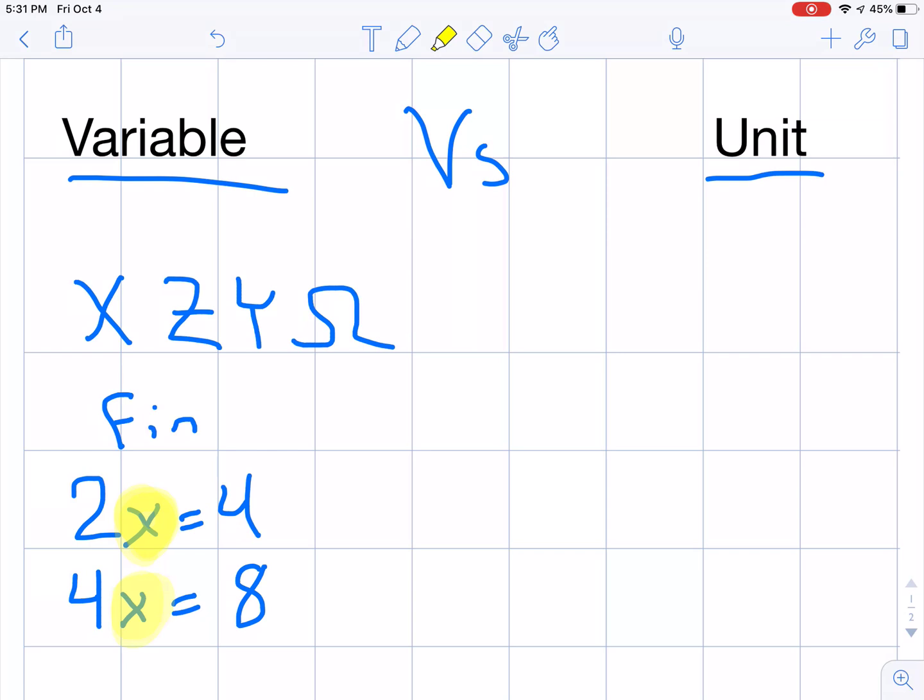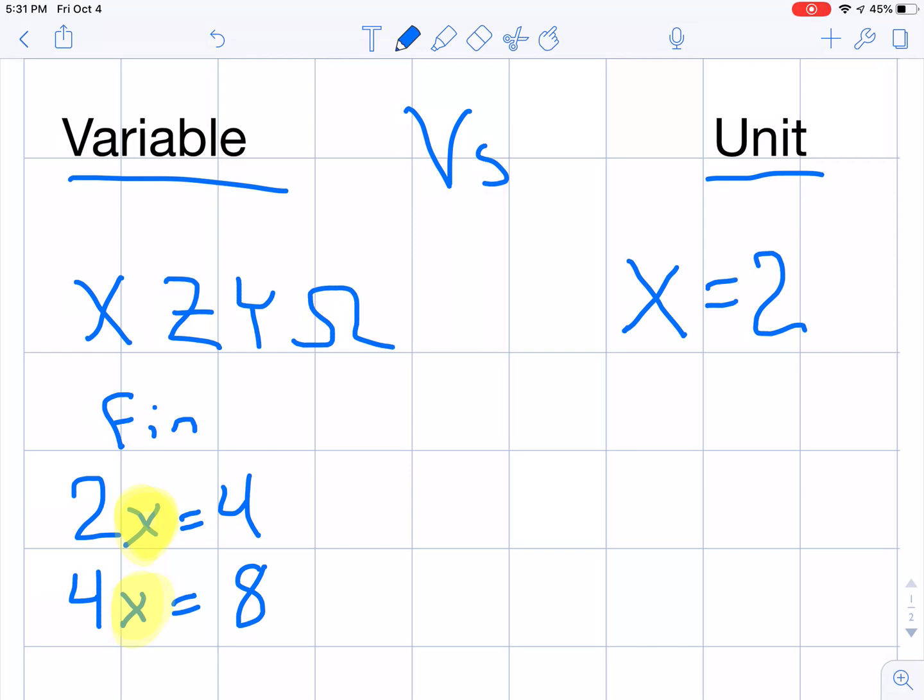So moving on to units. Units define the number a little bit. So if we have x equals 2, x equals 2 what? Does it equal 2 people, 2 cars, 2 cats, 2 giraffes, 2 notebooks? I don't know. And that is exactly what we use units for.